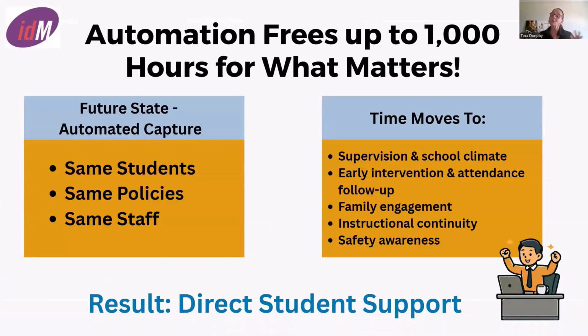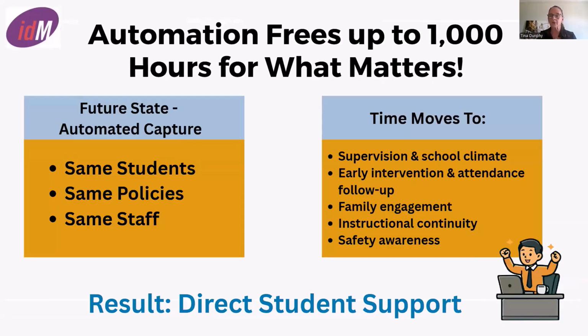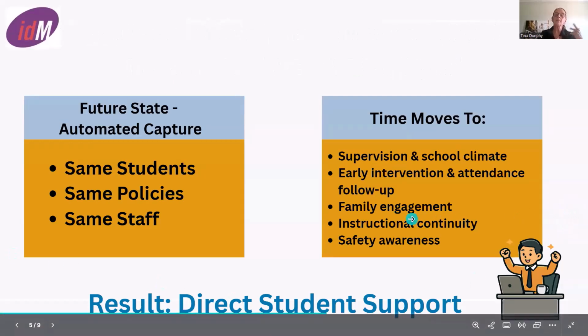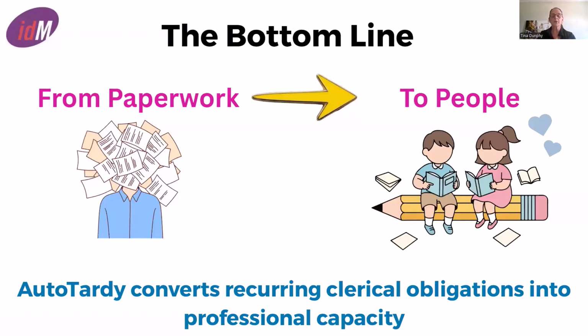When the tardy process becomes automated, those hours don't disappear, they're redeployed. They move to student supervision, early warning intervention, attendance follow-up, and instructional continuity. At the same time, the district gains real-time, audit-ready data, consistent policy enforcement, and immediate visibility into who is in the building. So the decision is not about buying technology. It's about whether highly compensated educators should continue performing clerical processes that software can execute in seconds.